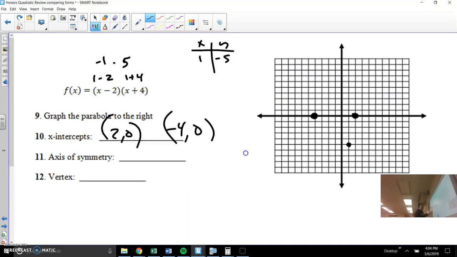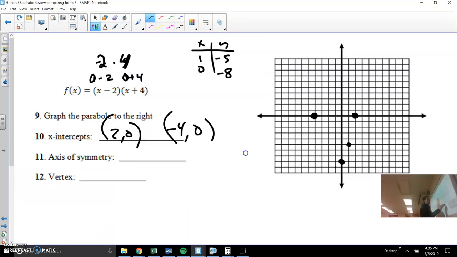Well, let's plug in 0. 0 minus 2 would make negative 2. And 0 plus 4 would be 4. And negative 2 times 4 is negative 8. And that's my y-intercept right here. So I can start to see that U forming, and if you really pay close attention, this one goes up 3 and over 1, and this one goes up 5 and over 1. So that kind of tells me where I am in that pattern.